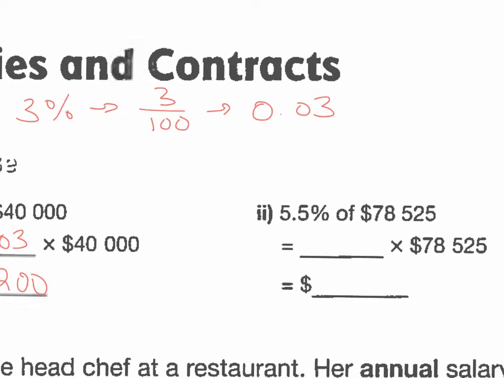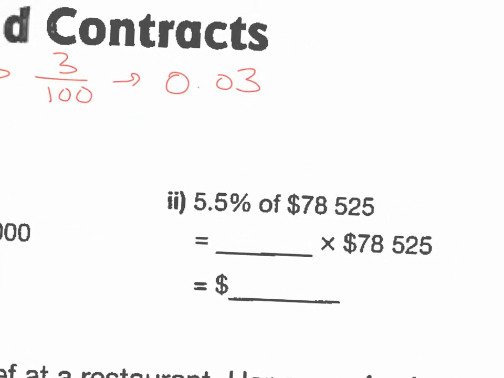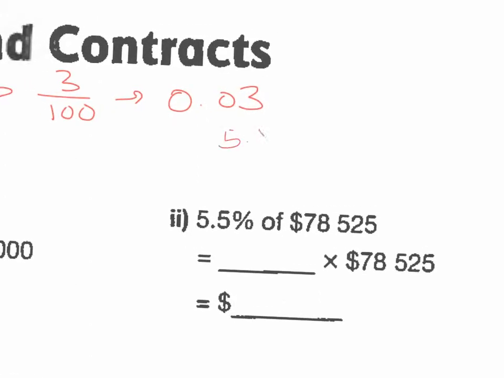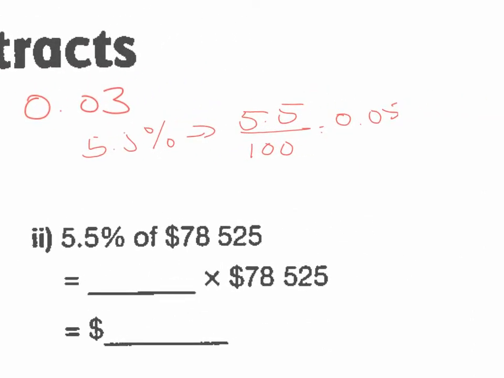Okay. Try the next one, 5.5% of 78,525. So again, 5.5% is the same thing as 5.5 out of 100, which gives you 0.055. So 0.055 times 78,525, and you'll get what the total is there. I got $4,318.88. I rounded up.